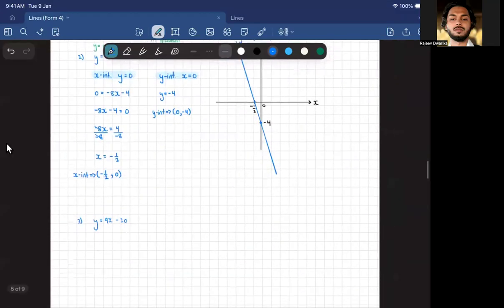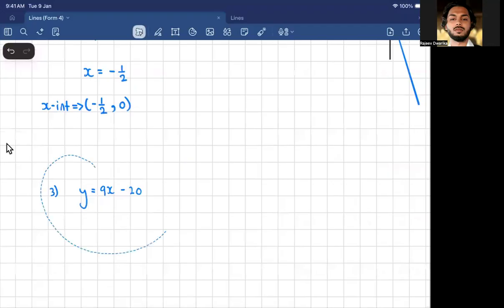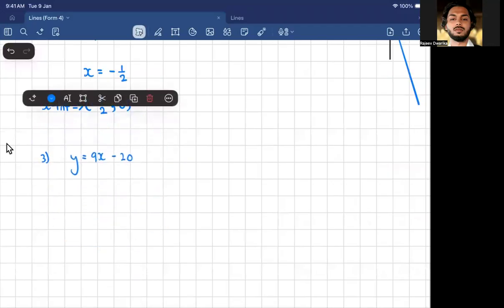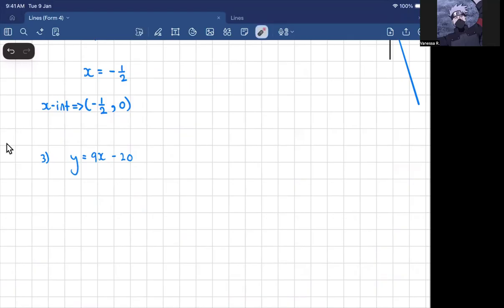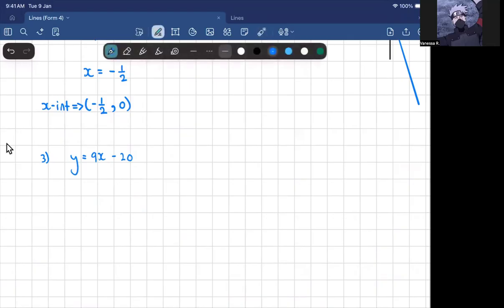So Vanessa, I would like you to help me with question 3. Before we find the x-intercept and the y-intercept, could you tell me what m and c would be? M is 9 and c is minus 20. Nice. What do you want to find first, the x-intercept or the y-intercept? X. Say no more. If you are at the x-intercept, what would the y value be?